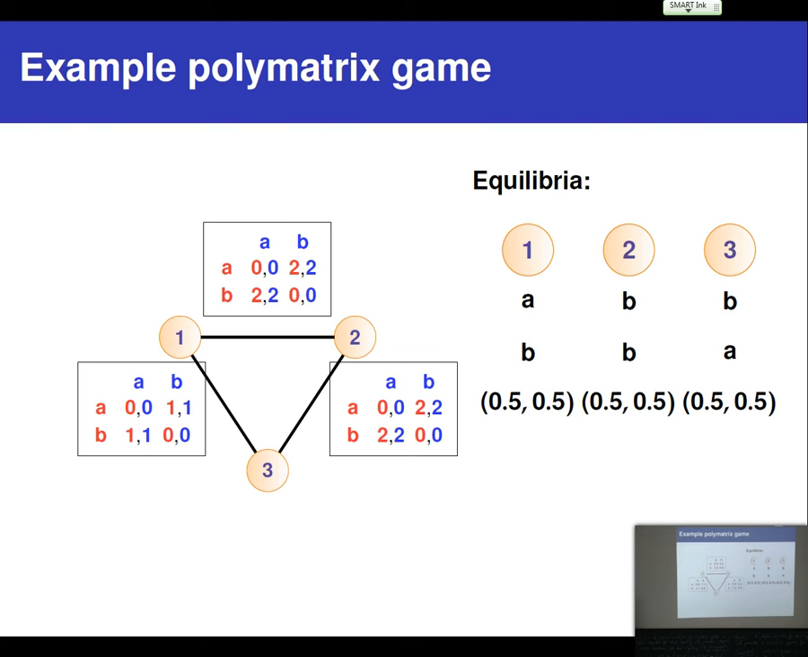So B2 is always to choose B, or... or these are all the equilibria? These are all the equilibria. Two pure, one mixed, the two pure kind of equivalent in a sense.